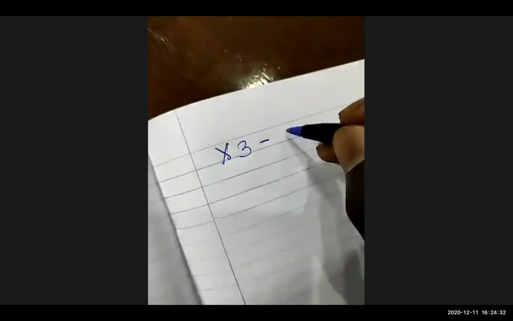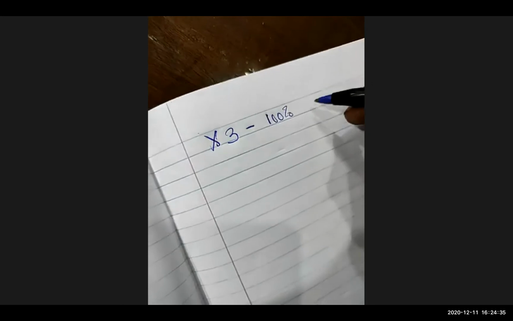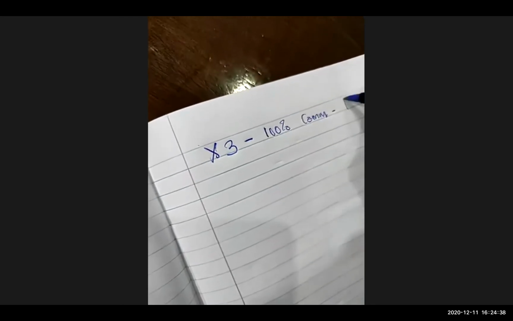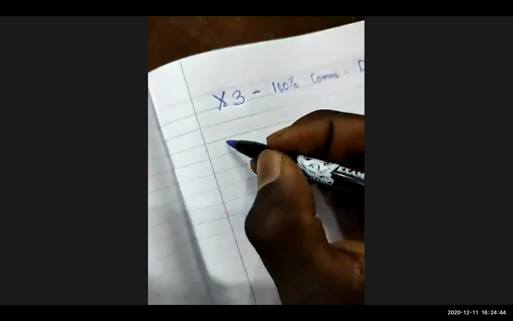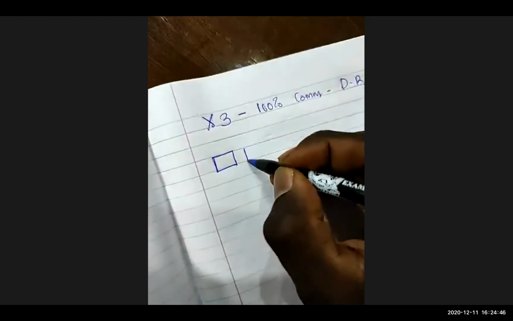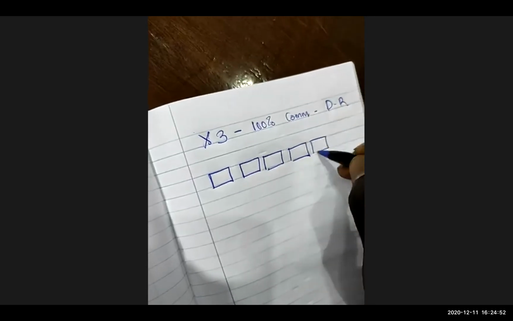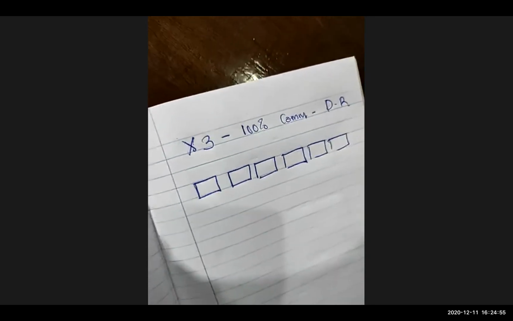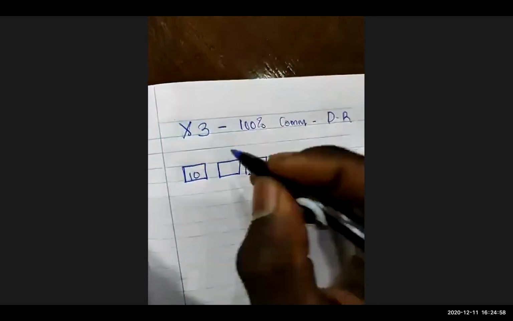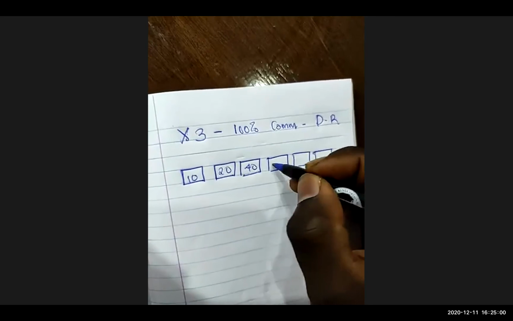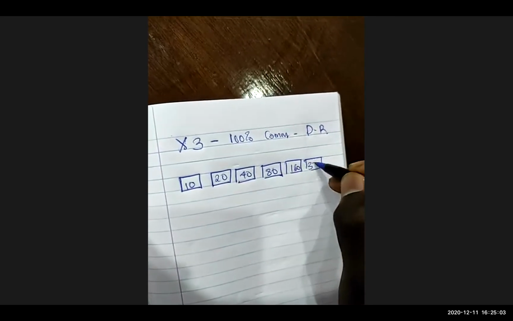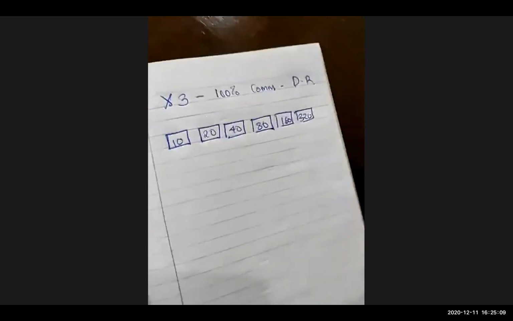So X3, as I said, you make 100% commission from your direct referrals. All right. How does that happen? So let's say, for example, this is Jeremiah. Jeremiah, you come in and open 6 slots. So slot number 1 will cost you $10, $20, $40, $80, $160, and $320. All right. Now, how will these slots help you make 100% income? So this is what happens.